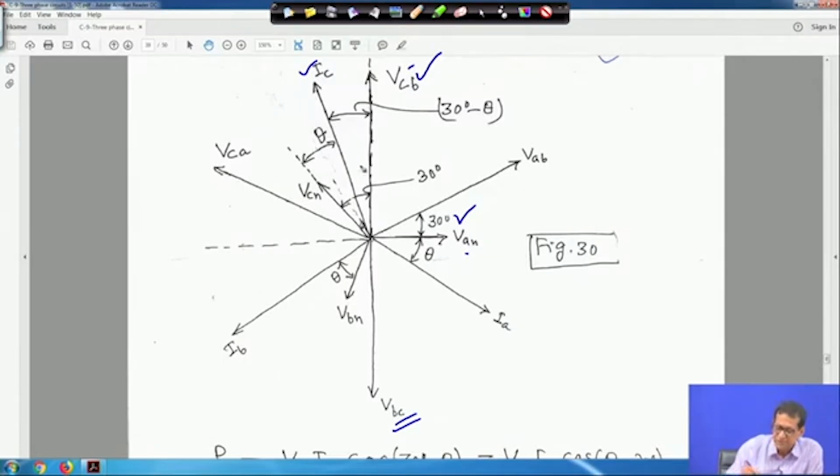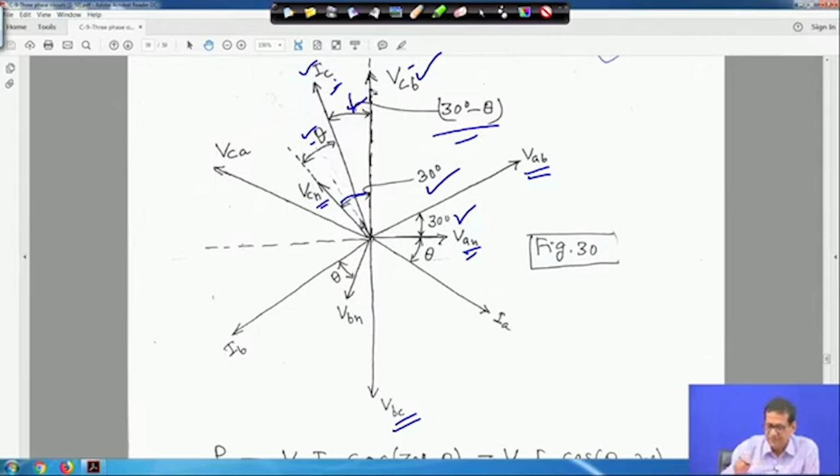So, this is my VCN and this is my IC. The angle between VCN and IC is theta, because the current is lagging, as we have taken a balanced load. The angle between VCN and VCB is 30 degree, like VAB and VAN is 30 degree, just taken the opposite, VCB. So, this angle will be 30 degree minus theta.